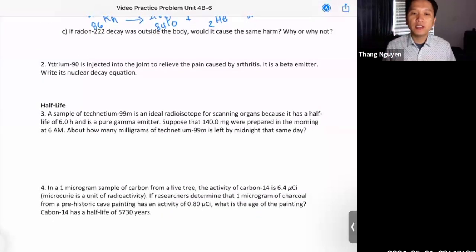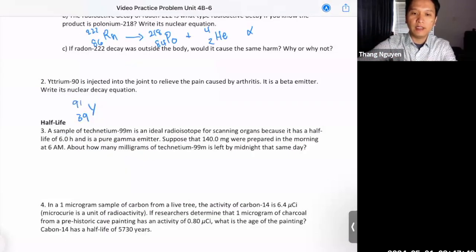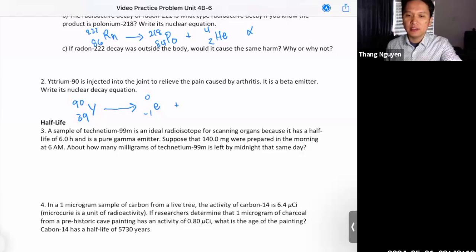Next, number 2, yttrium-90 is injected into a joint to relieve the pain caused by arthritis. It is a beta emitter. Okay, this time it's telling us what kind of decay is going on, and then write its nuclear equation. Okay, so yttrium, we looked that up. So where is yttrium? Yttrium is right there. So Y, element number 39, yttrium-90 has a mass number of 90. It will decay, and this time I'm telling you it's a beta emitter. So that means a beta particle is symbolized with an e and -1 charge on the bottom and 0 mass on the top.